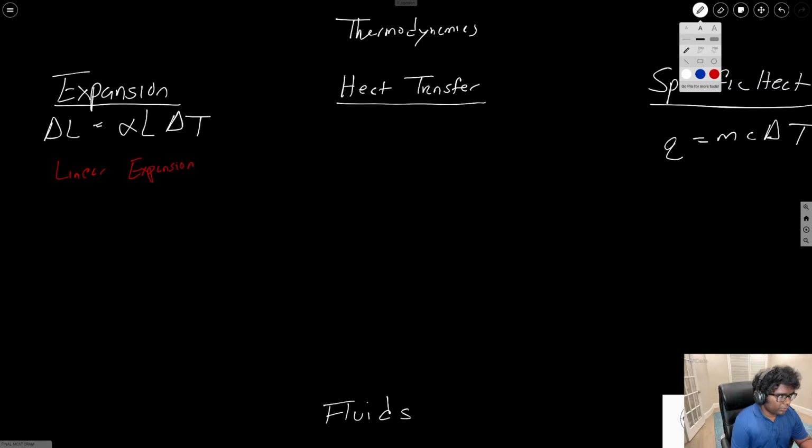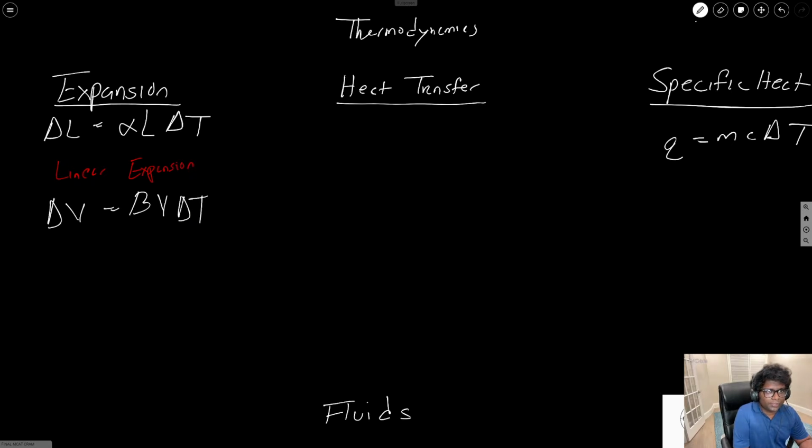These are both constants that they'll give you. Or no, this is the length, but the alpha is a constant that they'll give you. Change in temperature. Volumetric expansion is basically the same. It's just delta V equals beta V delta T. That is volumetric expansion. Similar concept.